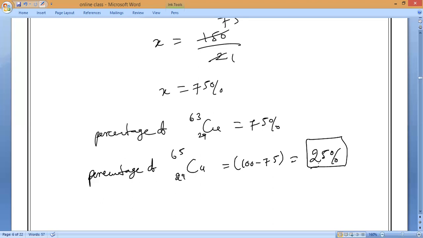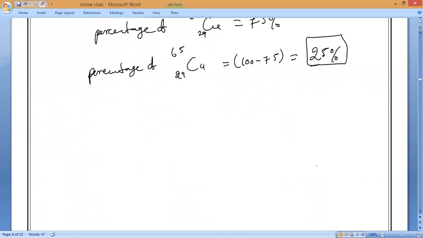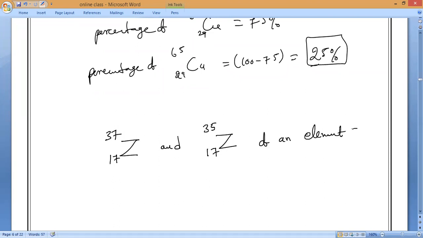Actually, it is not a different thing, the same thing we did, but just for practice we can make it. Right. Calculate the percentage of two isotopes, just a small variation only. Z 17 37 and Z 17 35, of an element Z. Be very careful.